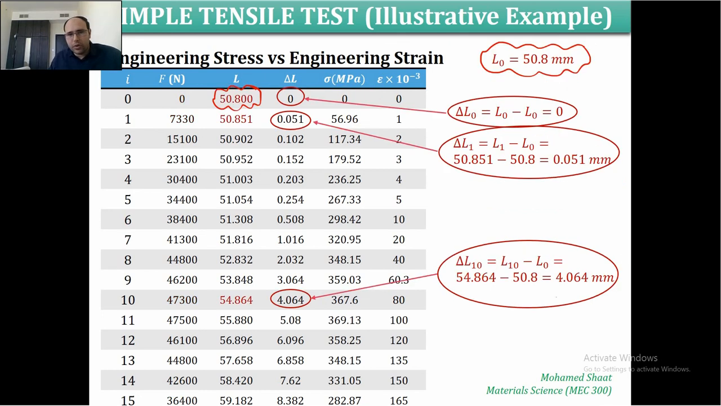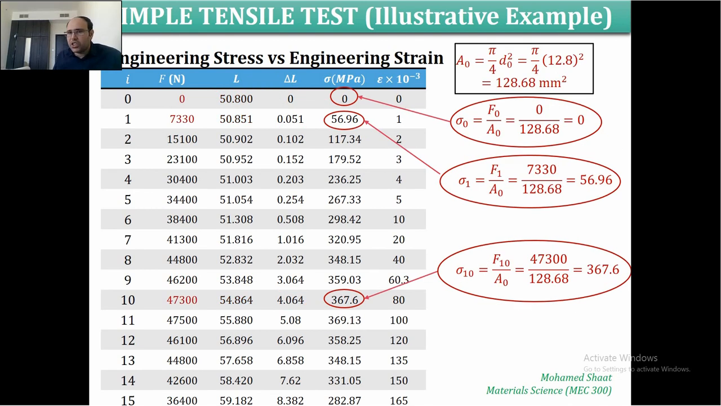Then you would need the stress and strain. By the way, in some cases I could give you the force versus the elongation directly, so you're gonna skip this step. But here you're already given the force versus the new length, so you have to form another column for the elongation. Then you're gonna work on the stress and the strain.